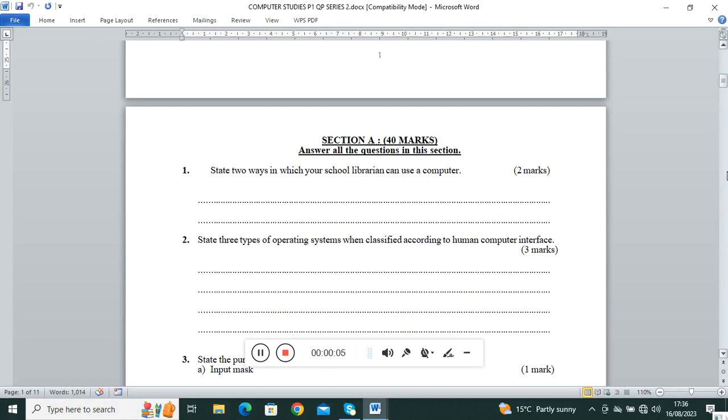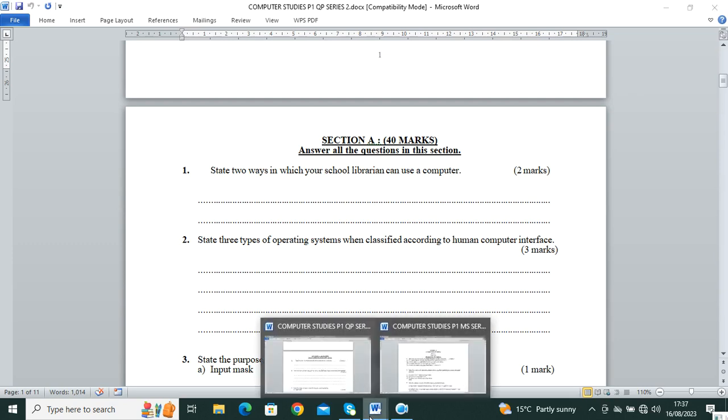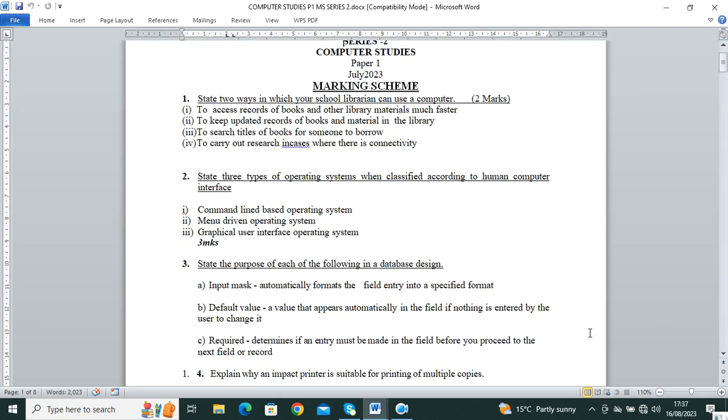Hi guys, let's look at series 2 of 2023 Computer Studies Paper 1 Predictor. So we have the questions and answers. State two ways in which your school librarian can use a computer. We have our 2 marks. Then question number 2, we have state 3 types of OS or operating system when classified according to a human computer interface. Guys, we just dash to the marking scheme.